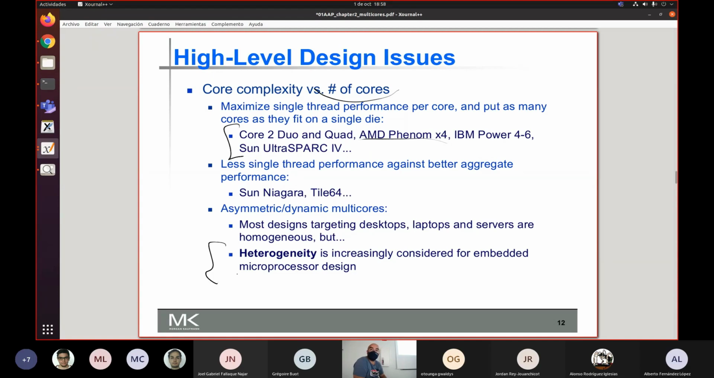Do you remember the Cell processor? I always remember the Cell processor, and I can tell you many stories about the Cell processor.